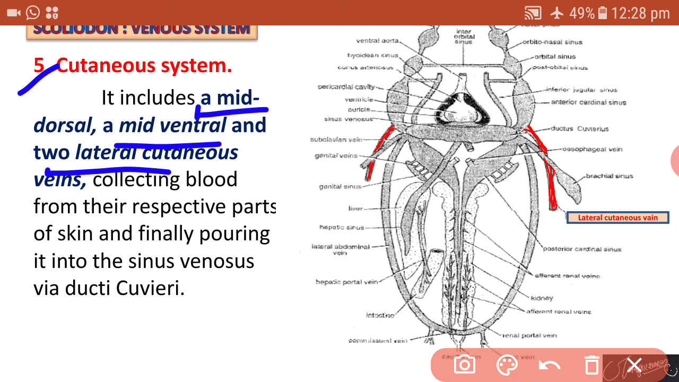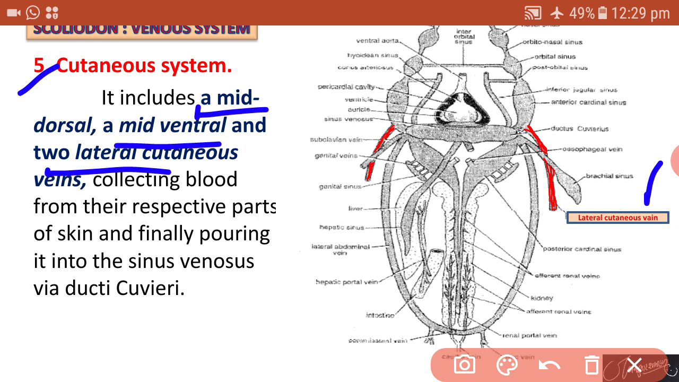In this diagram we can find only the lateral cutaneous veins, but there is also a mid dorsal vein which runs along the middle portion of the dorsal side of the body, another vein found along the middle portion of the ventral side of the body, and two lateral cutaneous veins, which combinedly form a cutaneous system and collect blood from the various parts related to the lateral portion and their respective parts of the skin and open into the sinus venosus.